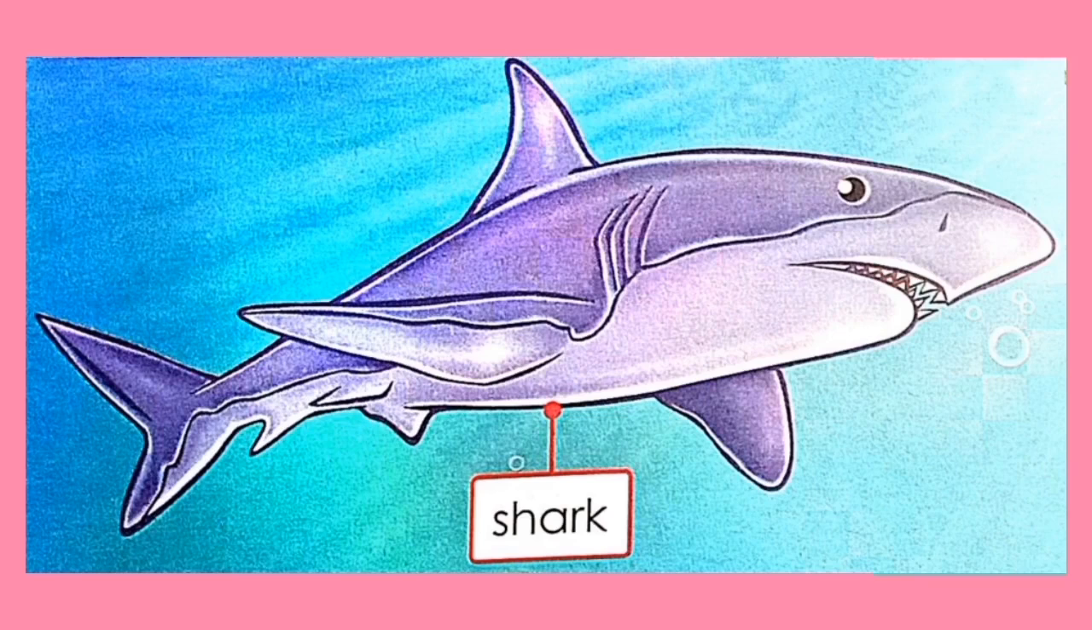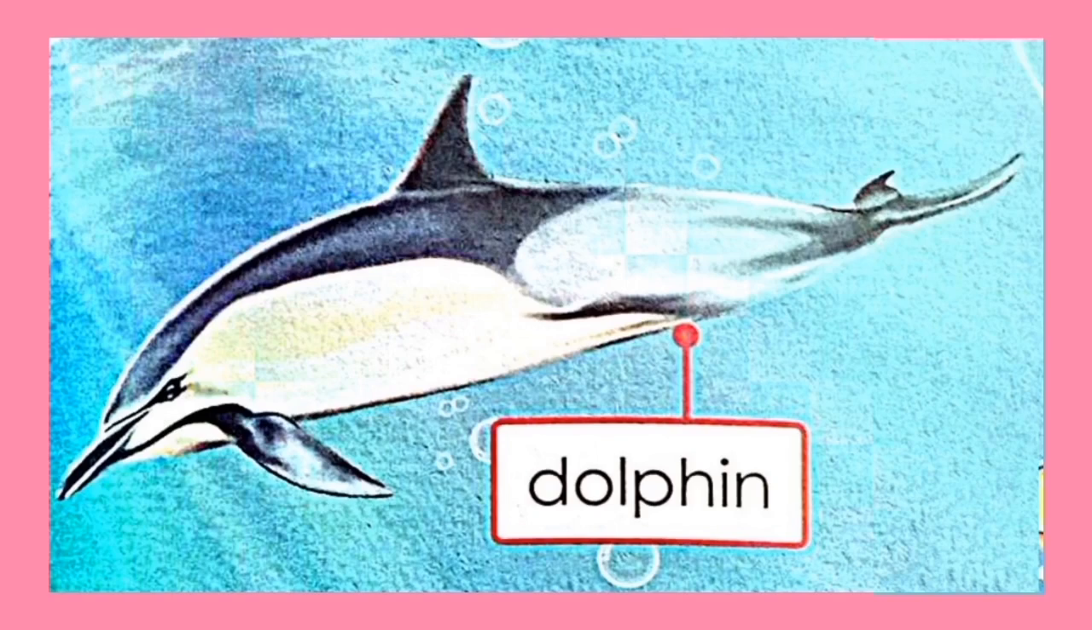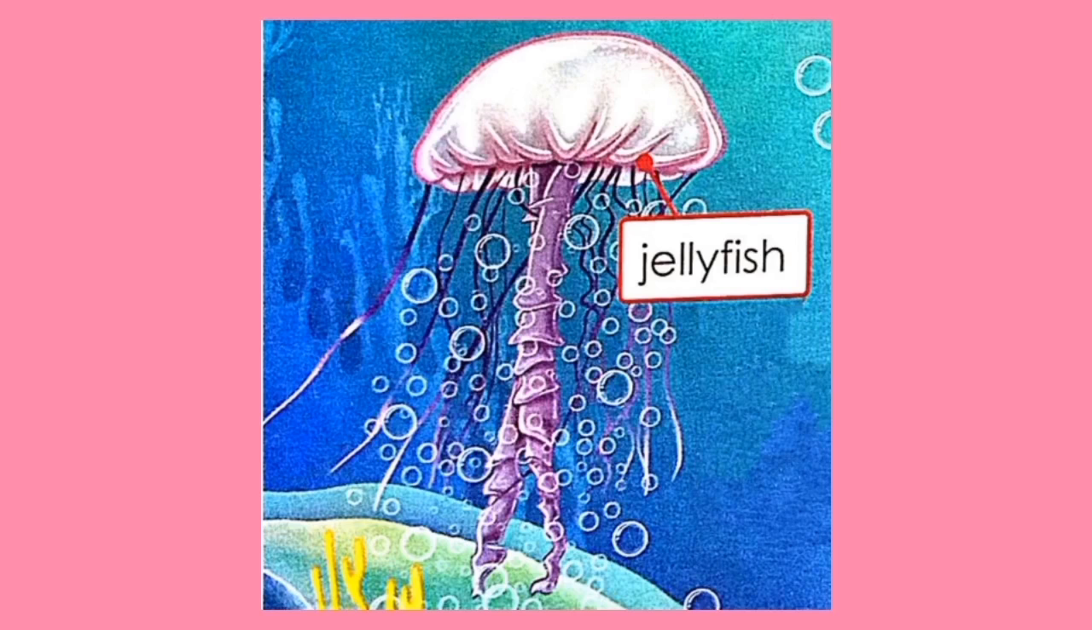This is a shark. It is a fast swimmer and has very sharp teeth. This is a dolphin. It is also a fast swimmer and it is our national water animal. This is a frog. It lives in water as well as on land. This is a jellyfish. It looks like an umbrella.